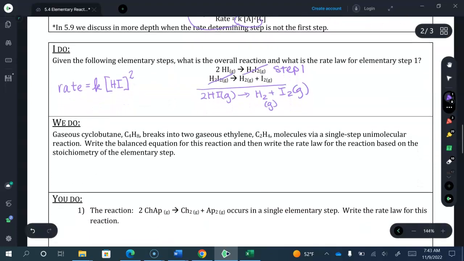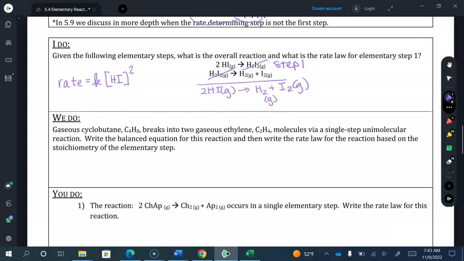Okay, for our redo, gaseous cyclobutane, C4H8, breaks into 2 gaseous ethylene molecules via single-step unimolecular reaction. Write the balanced equation for this reaction, and then write the rate law for the reaction based on the stoichiometry of the first step. So since it tells you it's a single-step unimolecular, that means that this is the only reactant because it's a unimolecular. Single step tells us that the elementary step is the final balanced chemical equation.